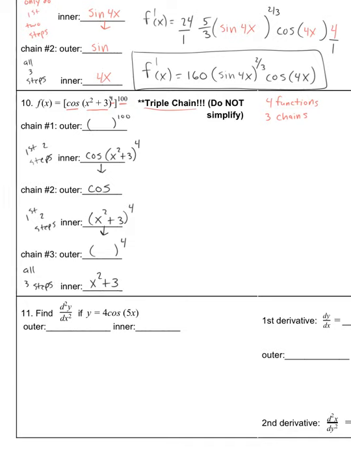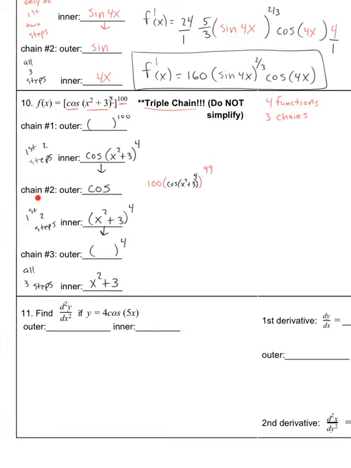We start with our first chain. What is the derivative of something to the 100th? That is 100 times something to the 99th. And then the second step, we plug in the inner as is right here. So we plug in the cosine of x squared plus 3 all to the 4th. All right, first two steps. Derivative of the outer, inner as is.